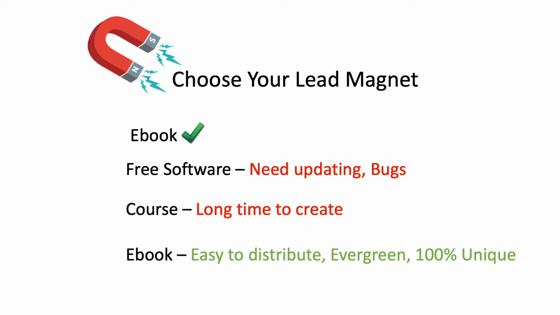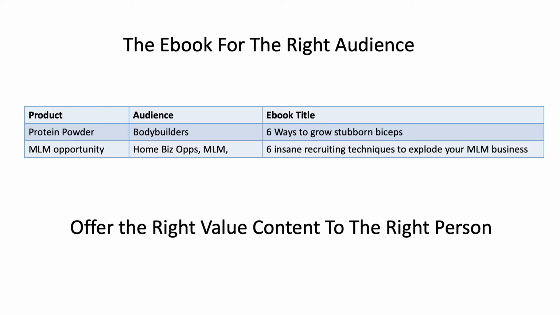So ebooks, which really is my favourite, and I always use ebooks because they can be distributed over the internet. You can share them, you can add your links to them. If you use the right content, they can be evergreen. And lastly, if you use the right content, you're going to have a 100% unique ebook. Nobody in the world is going to have that particular ebook.